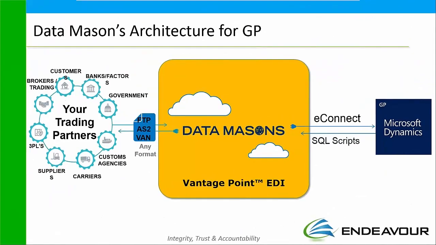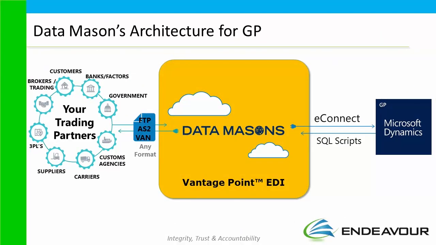So my last slide before we peek into the solution a little bit is just how does Vantage Point work? If you think of the outside world off to the left, again, customers, suppliers, etc., they're communicating to you in EDI, XML, flat files, via communication modes like a value-added network or VAN, direct communications like FTP or AS2. Data Masons is sitting in the middle as that traffic cop between you and the outside world and your Dynamics GP system.